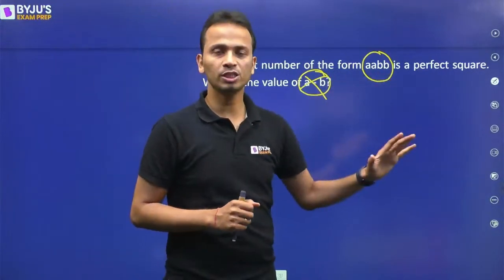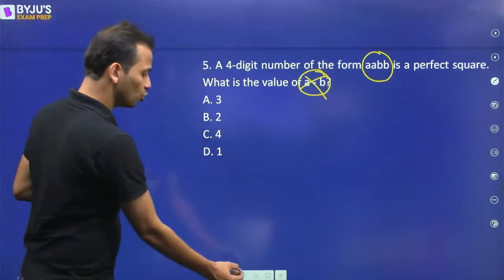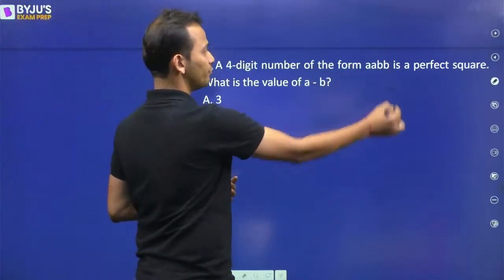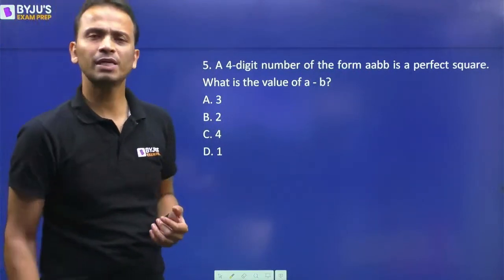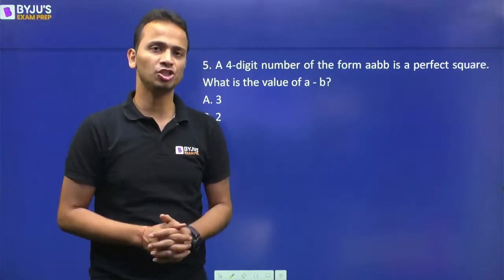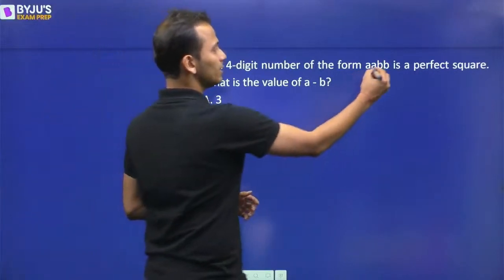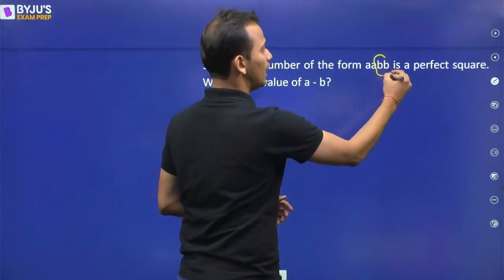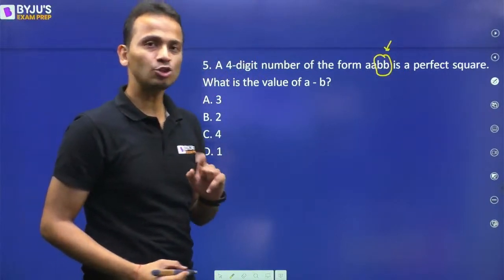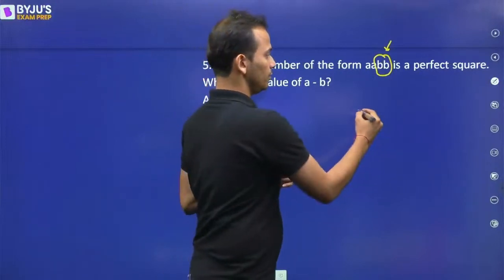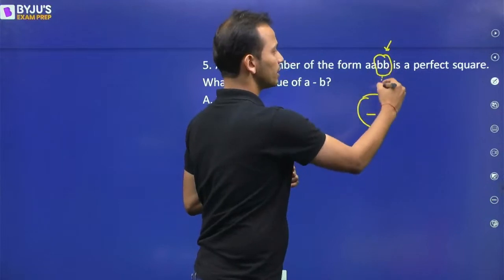AABB की form में होना चाहिए और एक perfect square होना चाहिए. Now how to basically go for this type of questions? अब obviously थोड़ा बहुत hit and trial करना पड़ेगा, but hit and trial के लिए भी एक proper direction चाहिए. ठीक है? Now I'll not look at this number. I'll just look at the last two digits of this number, BB. The last two digits are equal.